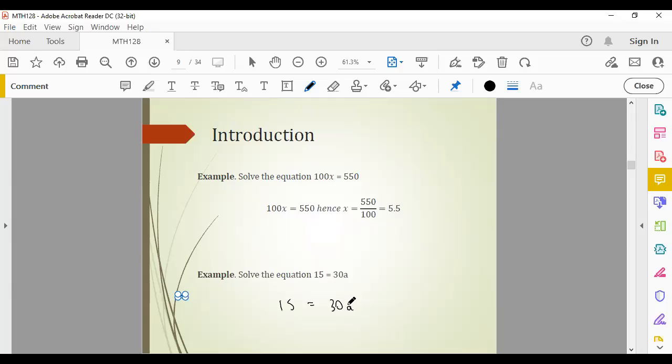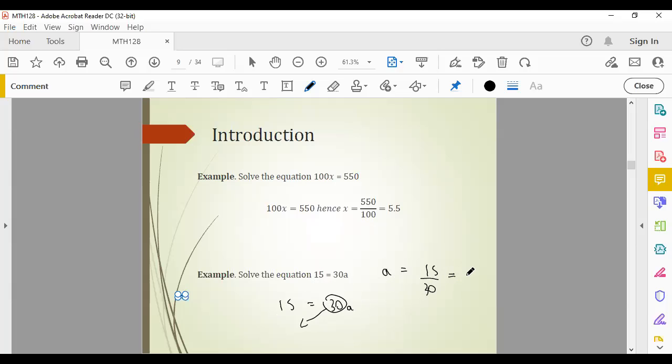Just remember that the number that you move is just whatever is sitting next to the variable. So 30 is sitting next to the variable in this case. So that's what you move because you want to get the variable by itself. That's the rule for remembering which number to actually move. So you take the 30, and you want to get rid of it. So take it and move it and put it on the bottom on the other side. And you get a is 15 divided by 30.